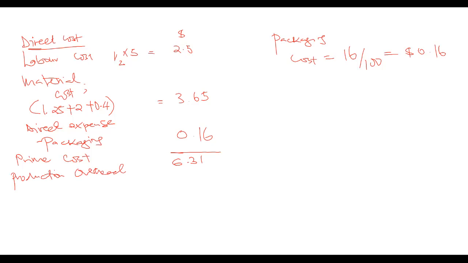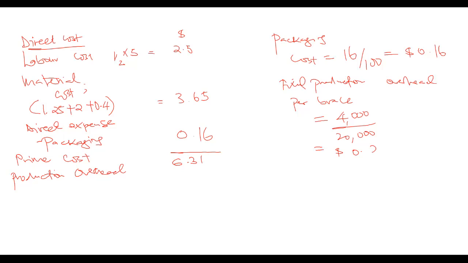Therefore, the fixed production overhead per brace will be equal to 4,000 for the entire year, and in the entire year you produce 20,000. Therefore, per brace is how much? What was the cost per brace? 0.2. Okay? Therefore, fixed production overhead cost is 0.2.